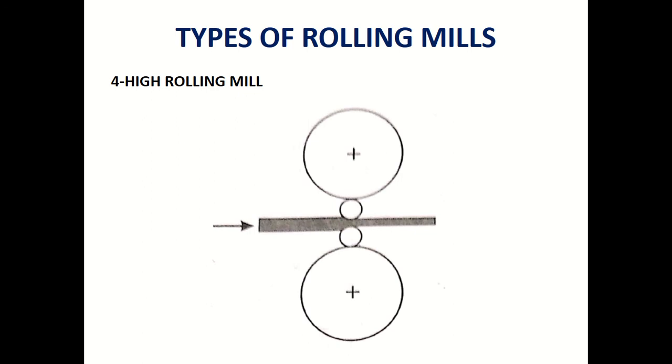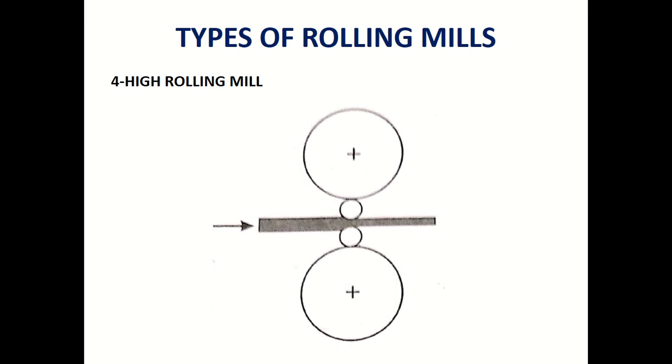So that's called a four-high rolling mill, which means it consists of four rolls, two of which are working rolls and the other two are backup rolls. These two are the backup rolls. These small two are the working rolls. The ones in contact with the metal strip are called the working rolls, and the other two are called the backup rolls. Okay, I hope you understand.